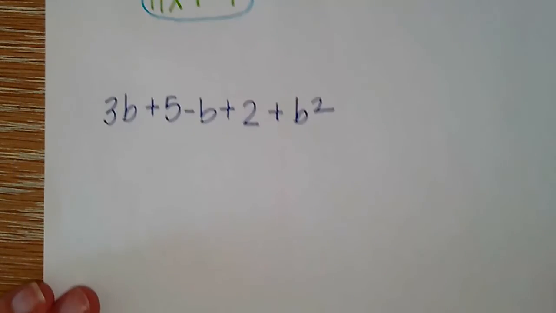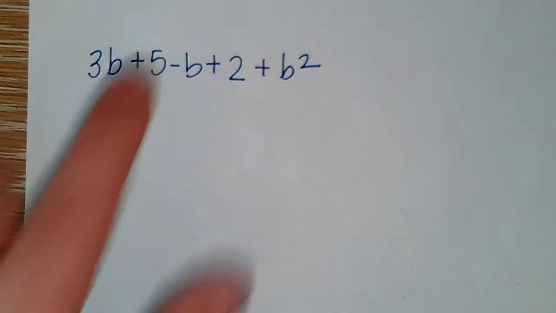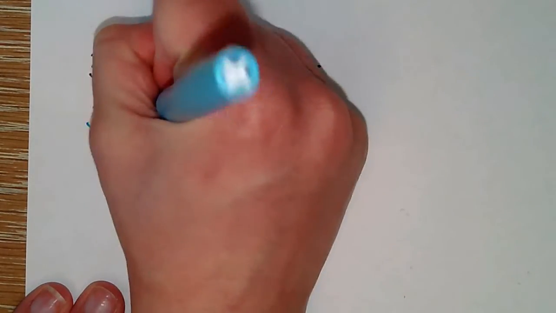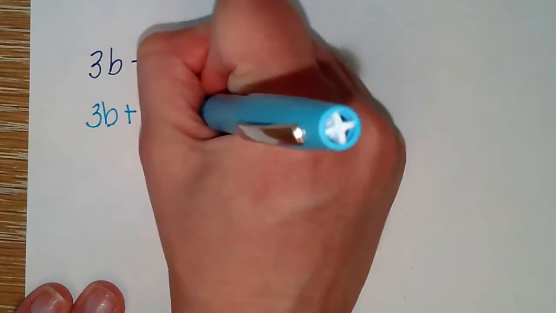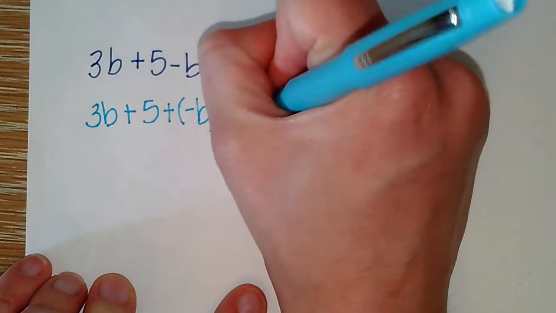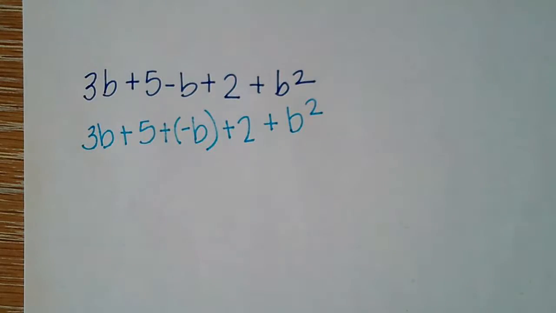All right, we've got one more example here. Again, our first step is to rewrite if we have subtraction, which we do. 3b stays the same, add it to 5. My subtraction turns to addition of the opposite, making that negative b. I add 2 plus b squared.